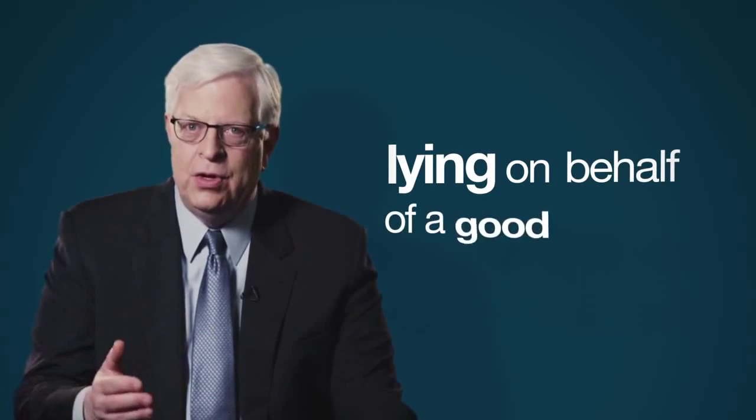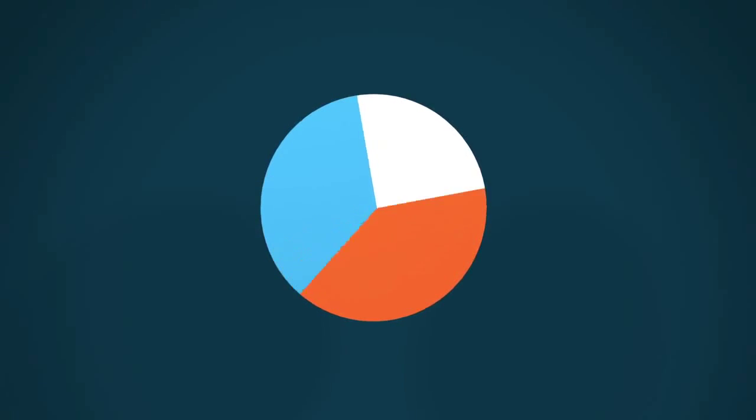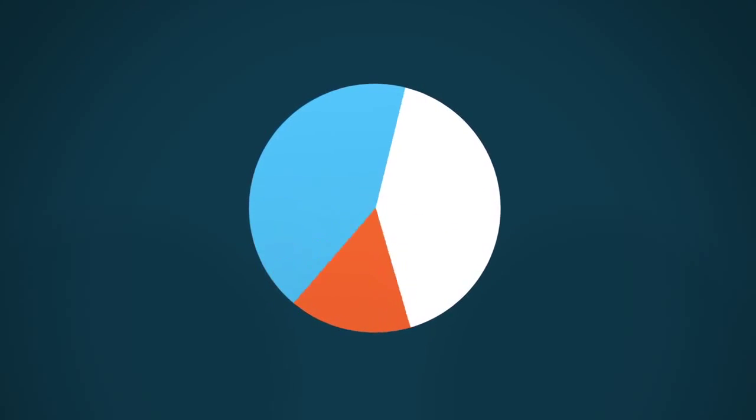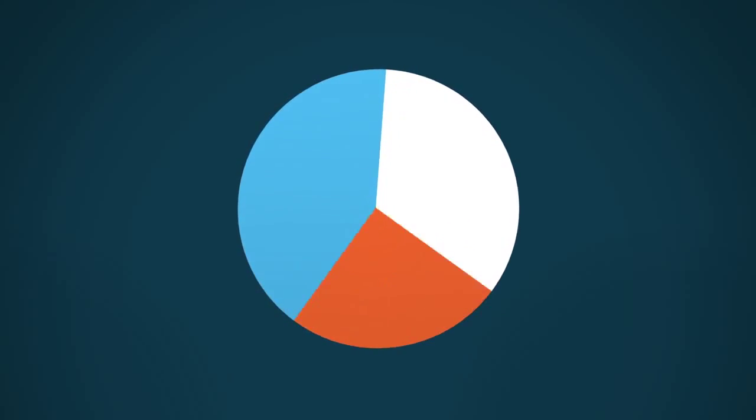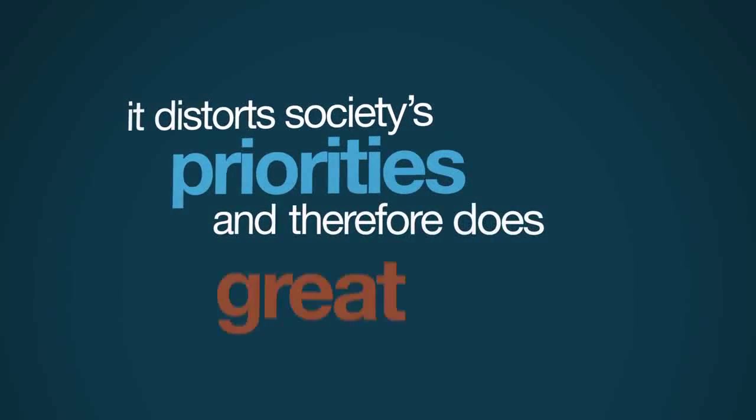Similarly, groups in the fight against cancer were caught greatly exaggerating the number of women who get breast cancer each year. Why? In order to frighten more women into getting mammograms. Again, lying on behalf of a good cause. Why is lying on behalf of good causes destructive? Because if we don't know what's true, how and where do we know how to properly allocate society's limited resources? And in the worst cases, it distorts society's priorities and therefore does great harm.